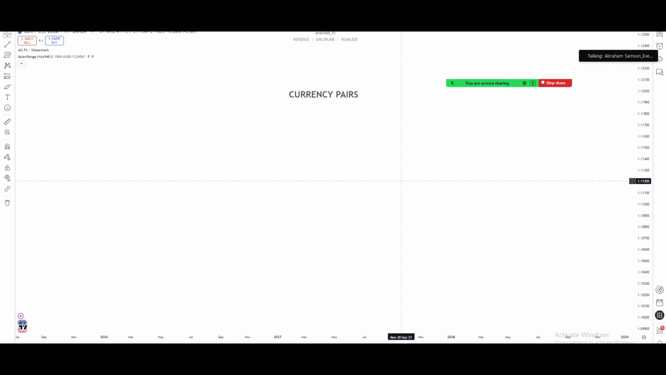We're going to be talking about currency pairs. Now, what's a currency pair? A currency pair is the combination of two currencies. In the forex industry, we don't trade just one currency.